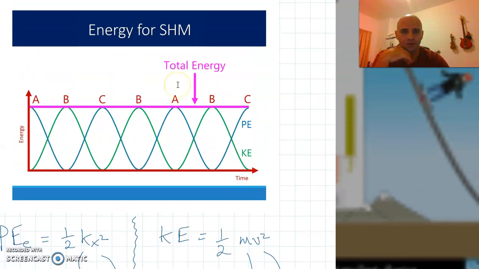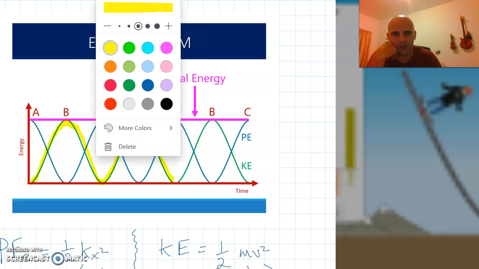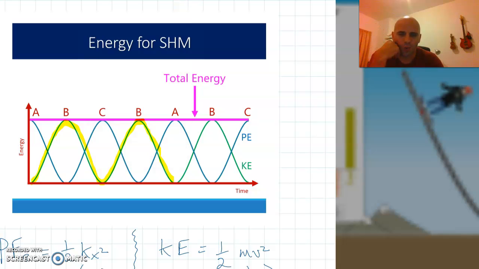So you can see the graph here. It's kind of a bit of a strange one. The green shows the kinetic energy for an oscillator. It goes up to a maximum, comes back down to 0, goes up to a maximum, and back down to 0, and so on and so forth.